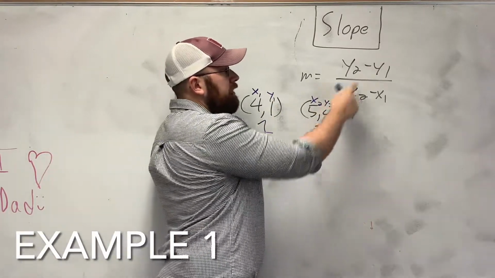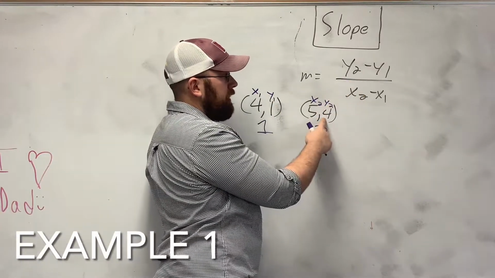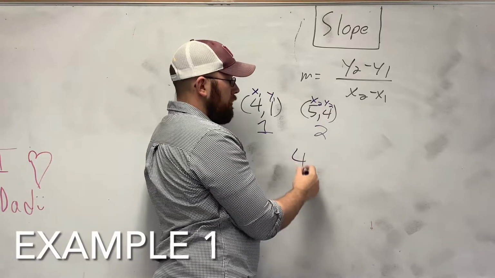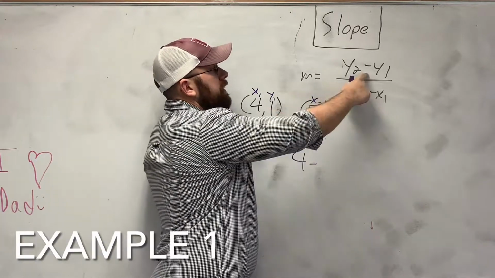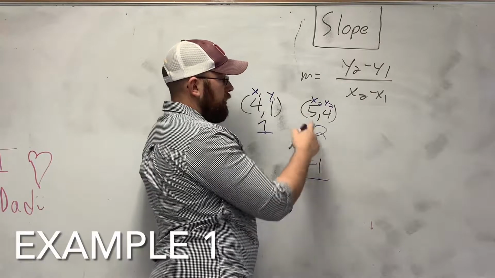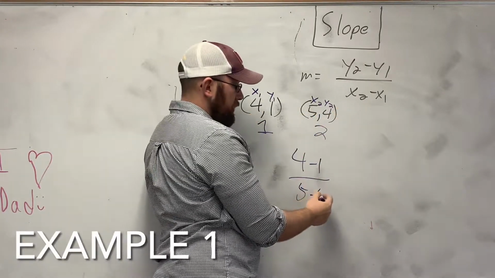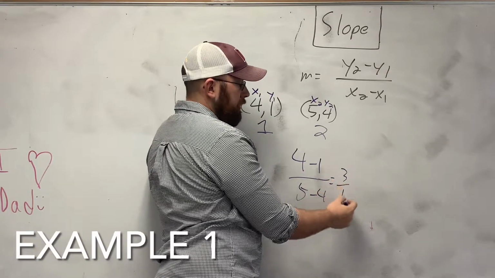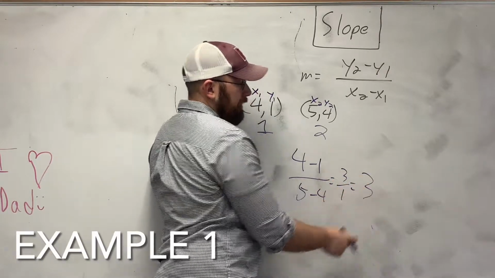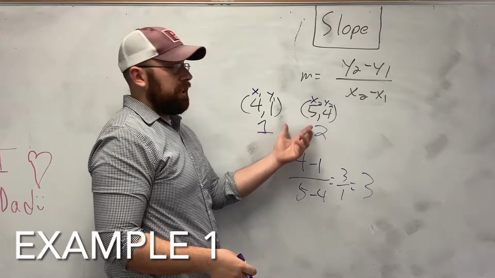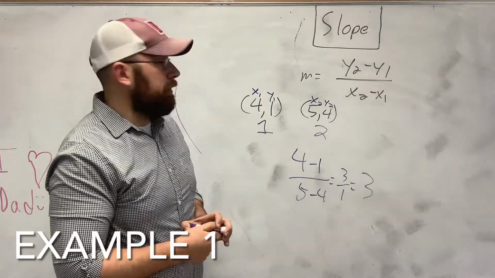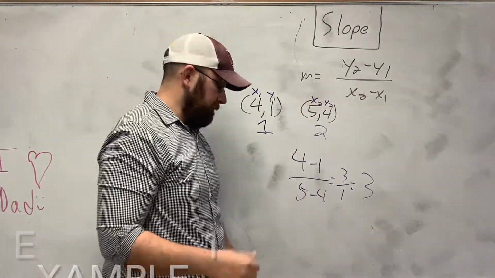Now I just plug everything into the formula where it's supposed to be. So my y2 is 4, my y1 is 1, my x2 is 5, and my x1 is 4. 3 over 1, so the answer is 3. That is my slope for these particular points. It's all about labeling it correctly and plugging it in.